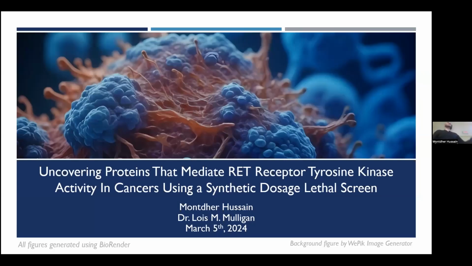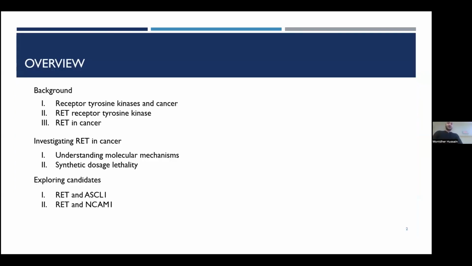Thank you all for being here and making time to be here. So, as Peter mentioned, I'll be walking you through my project, looking at uncovering proteins that mediate RET activity in cancers using a tool that we call synthetic dosage lethality. So, just a little snapshot of what I'll be talking about.